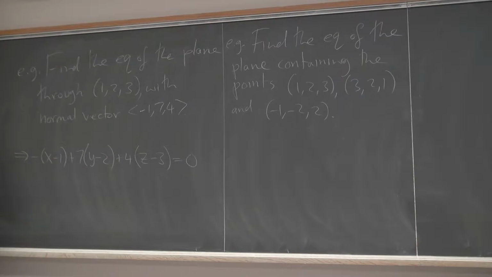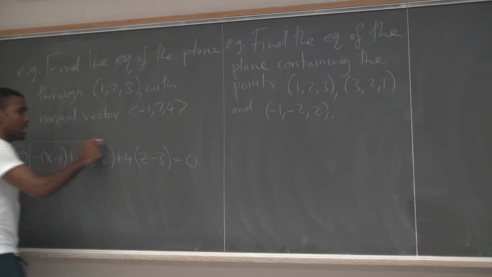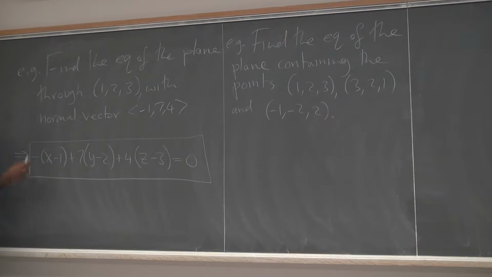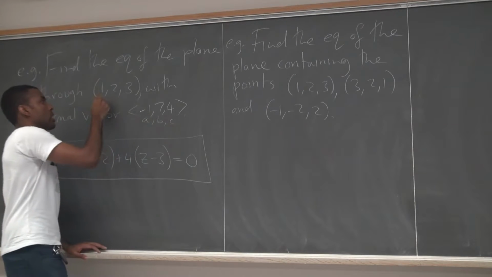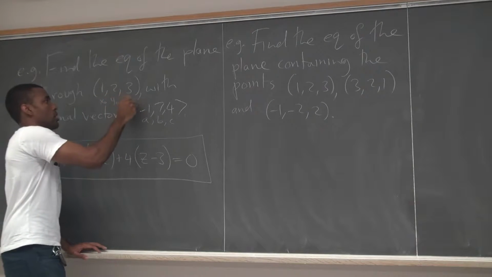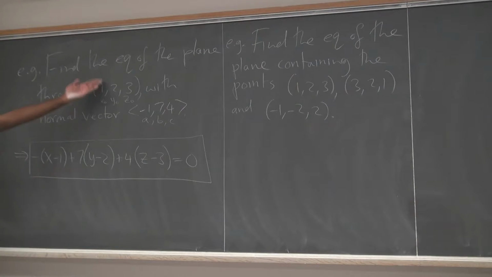I wouldn't expect you to expand and simplify that. Giving me that as the answer is completely fine. That's it. So all you have to do is realize that this is your A, B, C. This is your x naught, y naught, z naught. Plug into the formula. So if you know a point and you know the normal vector, plug and chug. That's pretty much it.